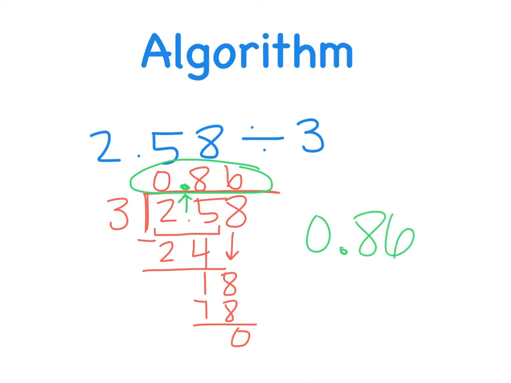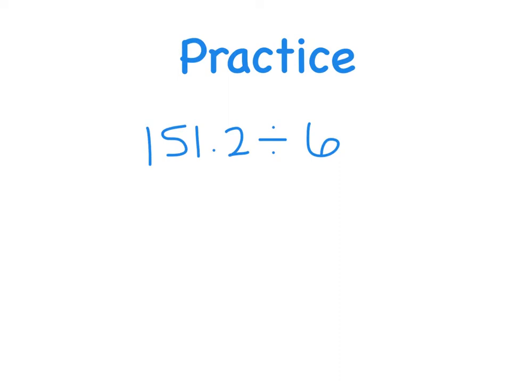So basically, you just need to divide as though both are whole numbers and bring the decimal point straight up at the end. Let's look at another practice example together. Again, we're going to put our numbers inside and outside our little house and divide like they're whole numbers.